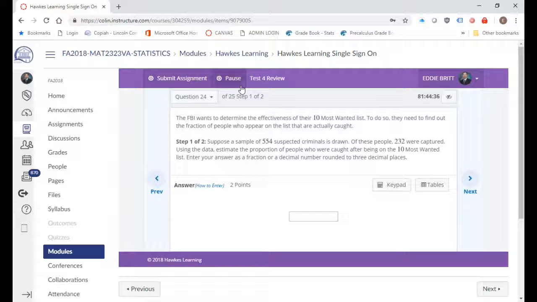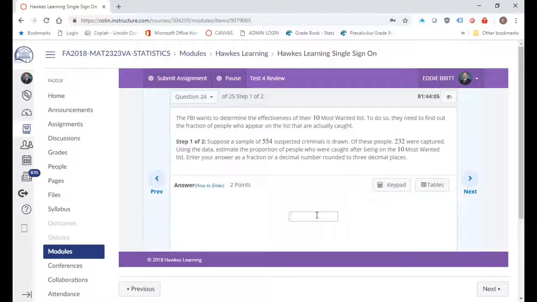All right. The FBI wants to determine the effectiveness of their 10 most wanted list. To do so, they need to figure out the fraction of people who appear on the list that are actually caught. We have a sample of 554 criminals drawn and 232 were captured. So we want to estimate the proportion of people who were caught. That would be 232 out of 554. So we can do that in a calculator.